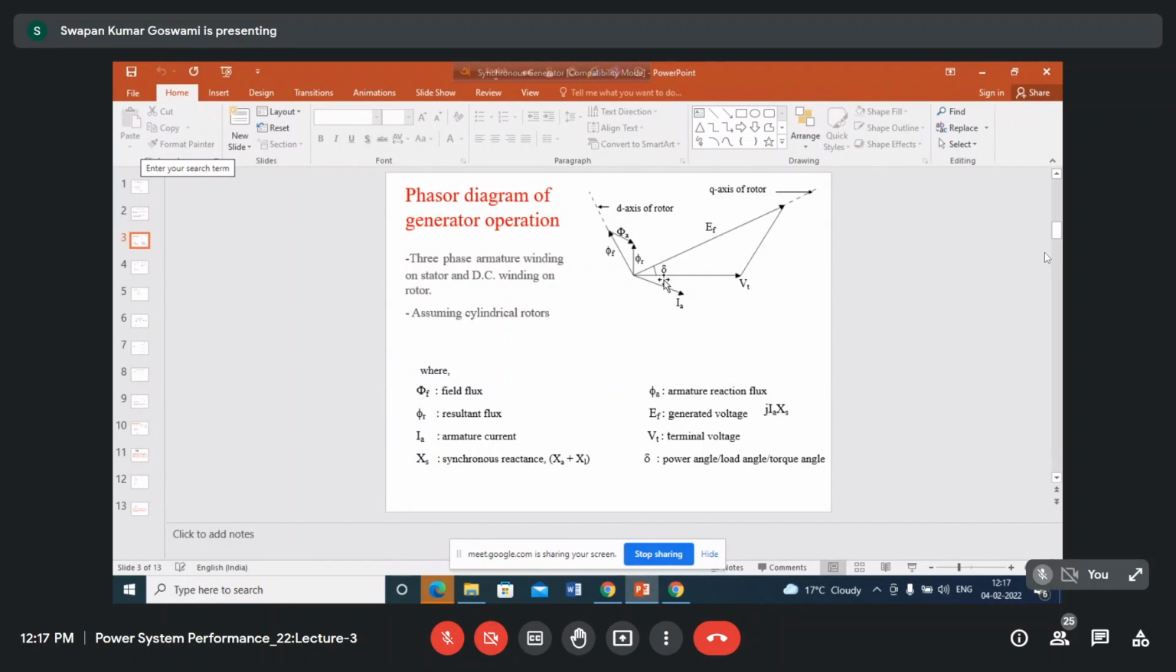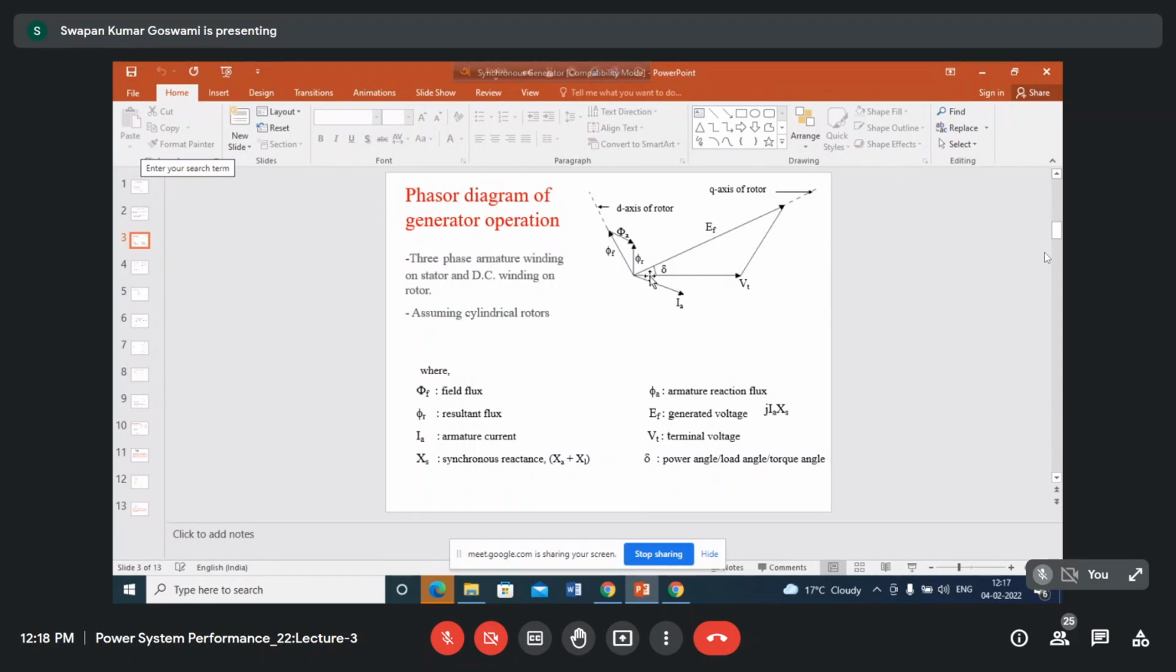Obviously, that speed will not be very high or very much larger than synchronous. It will not differ by a large quantity from synchronous. It will be moving at a speed slightly greater than synchronous speed. Otherwise, there will be a problem of maintaining the stability of the generator. So the generator will try to rotate at a speed higher than synchronous. As a result, delta will increase.